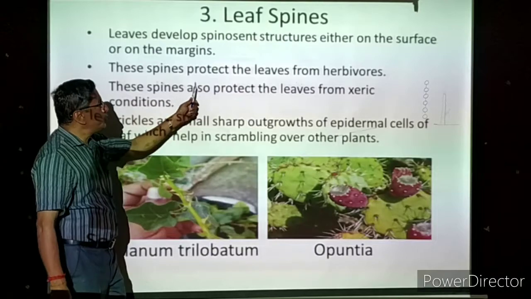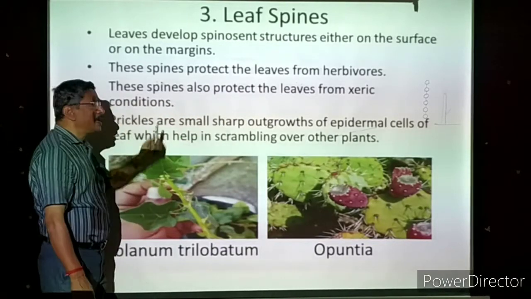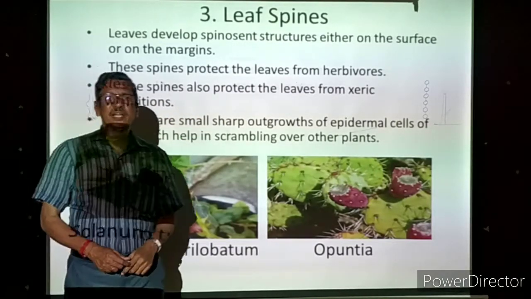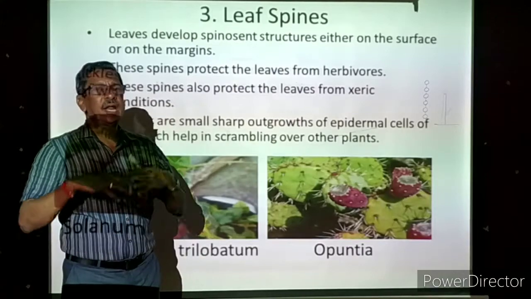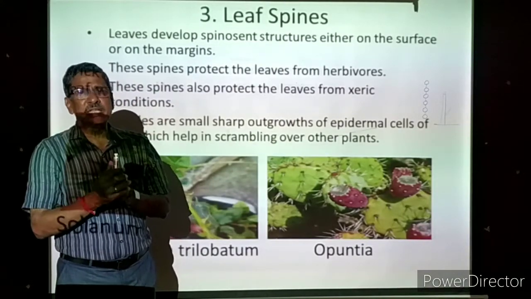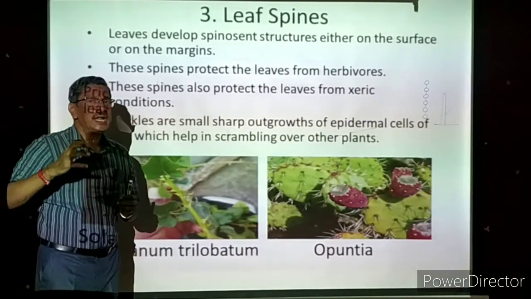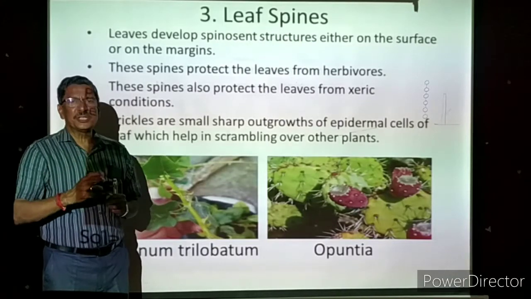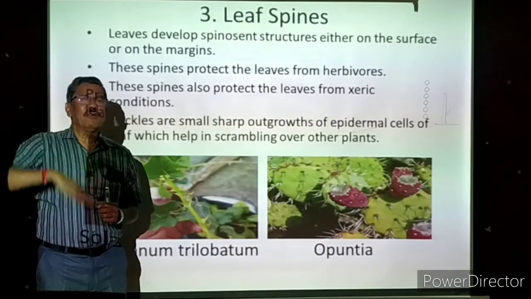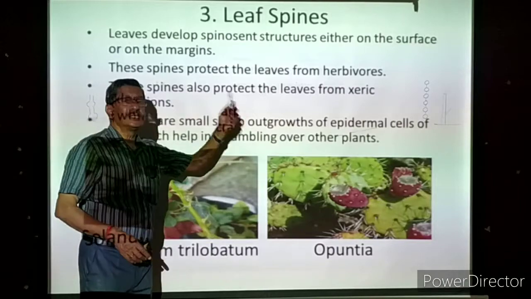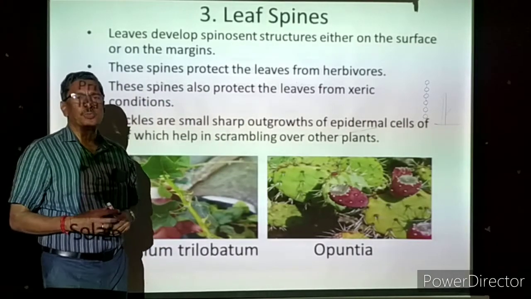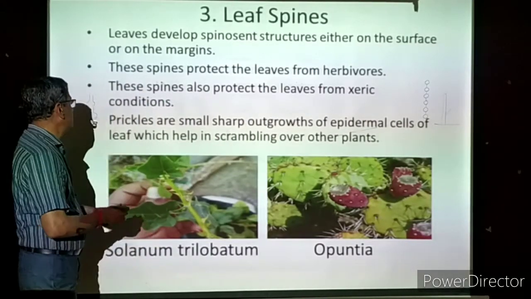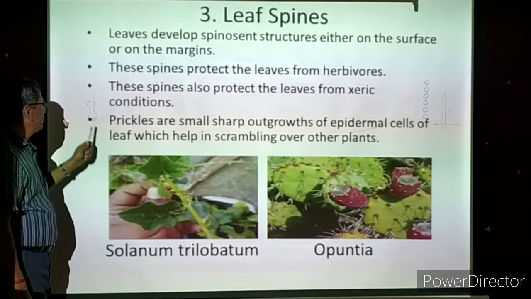These spines also protect the leaves from xeric condition. Now what is that xeric condition? Dried condition. Sometimes in the dried condition, the plant is getting very less water, but sunlight is very intense and the temperature is very high. So the water will evaporate too much, but the thorns are reducing transpiration. So the plant is not losing much water. So that is for xeric condition.